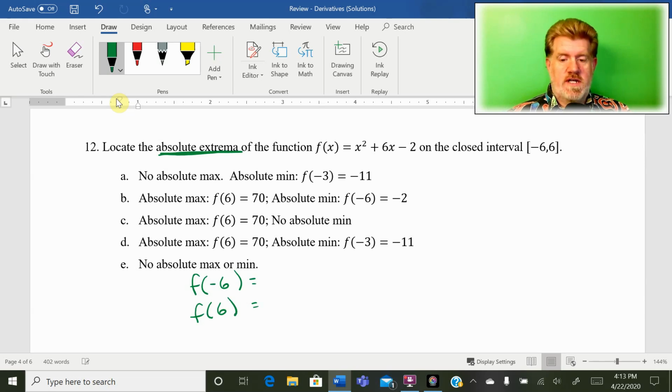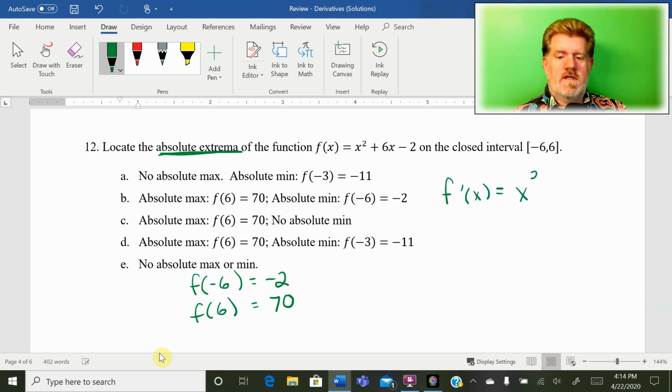Now, I tell you, when you put in -6, you're going to get -2. When you put in 6, you're going to get 70. So is 70 the highest that this function reaches? Is -2 the lowest that this function reaches? Well, the only other thing to check is its local maxes or mins. So check its derivative. That's not the derivative. How silly of me.